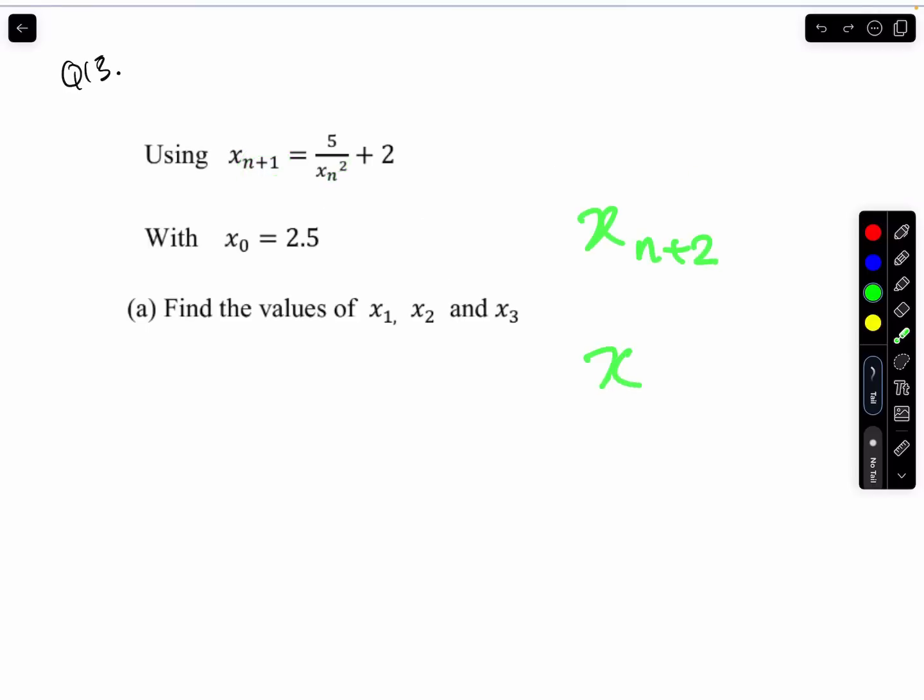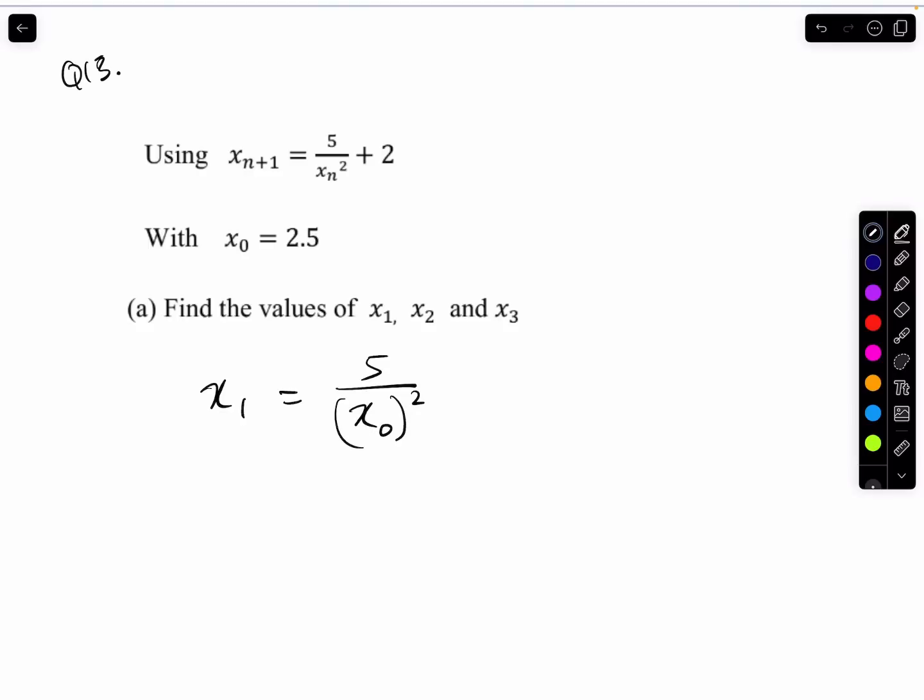Okay, if I write the term after that, that will be n plus 3. So if I'm referring to something that comes before x(n+1), it means x(n) comes before that. So if I have x0 and I'm trying to find x1, I will do 5 over the x0 value, square that, and then add the 2.